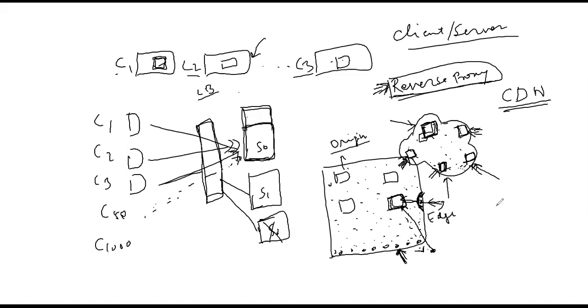Ideally, the origin has everything, or it may have most of the things. So now the edge server can ask the origin, hey, I have no idea about this, do you have this? It can say, okay, yeah, let me check, and it will send it to him and he will cache it. That is one way to implement it. Does that make sense?